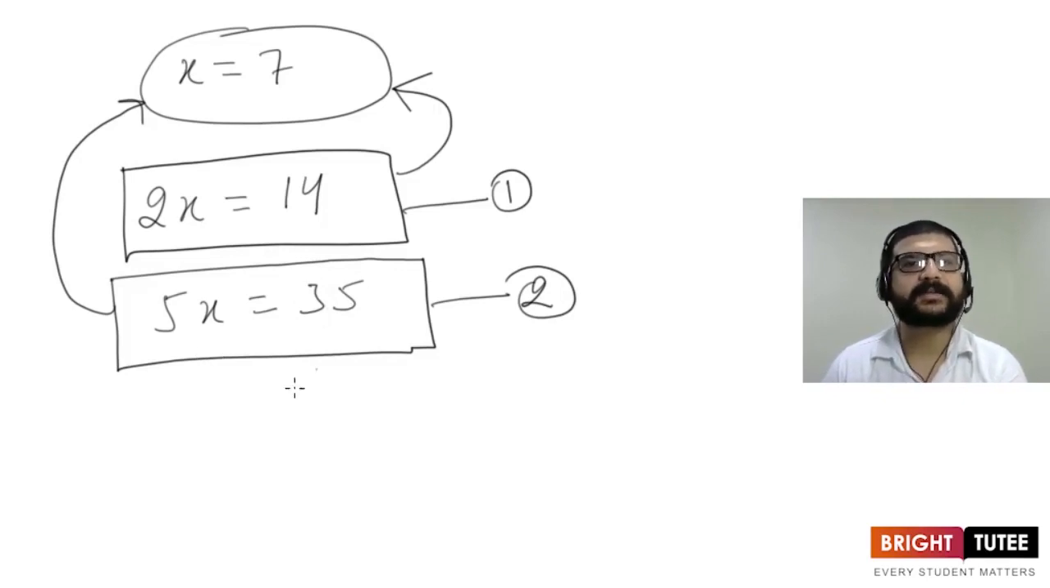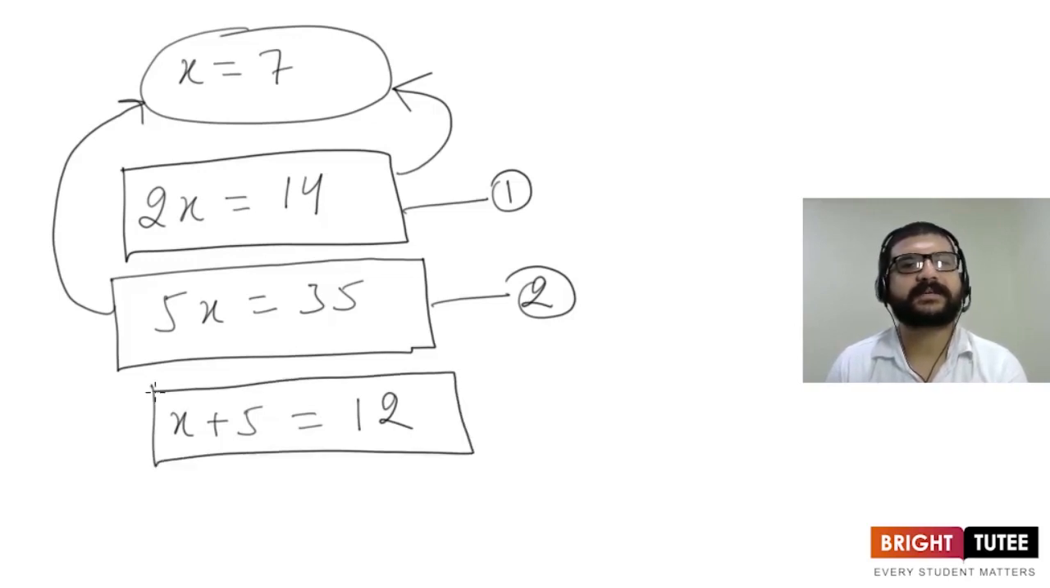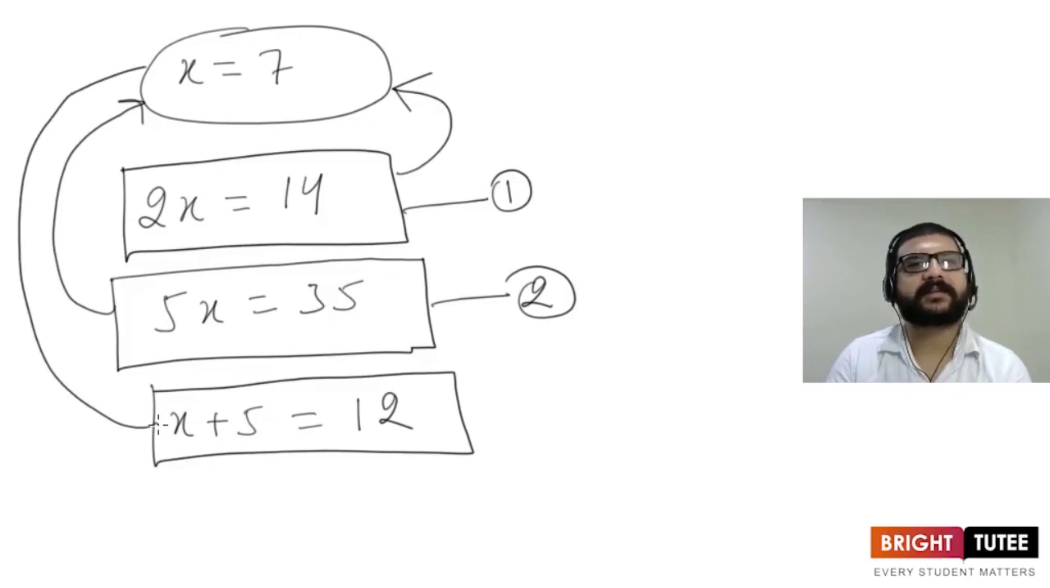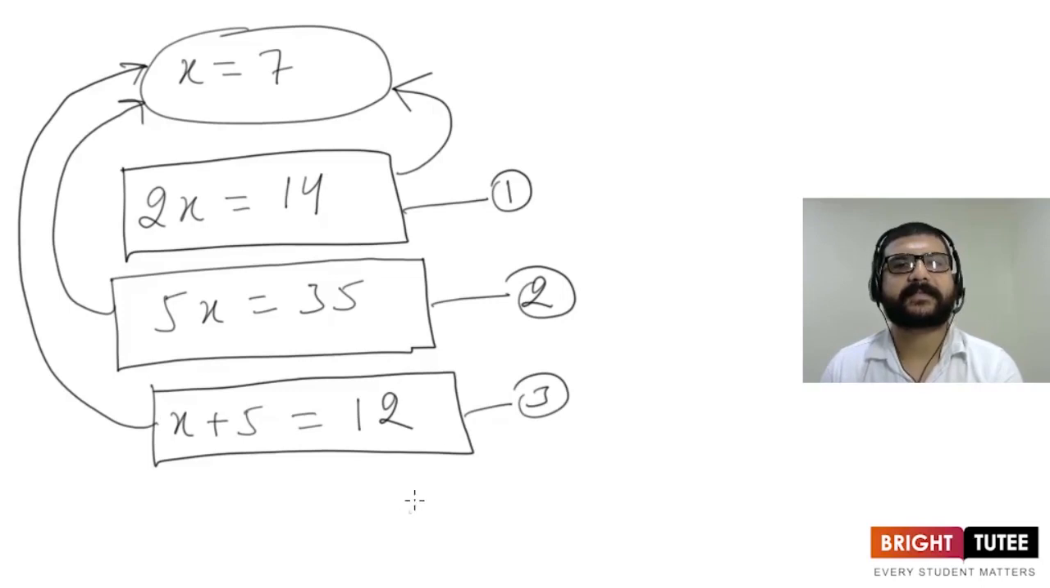Let's add something on both the sides. Let's add 5 on both the sides. We will get x plus 5 is equal to 7 plus 5, which is 12. Now what will be the solution of this equation? The solution of this equation will also be x is equal to 7 only. This is the third equation.